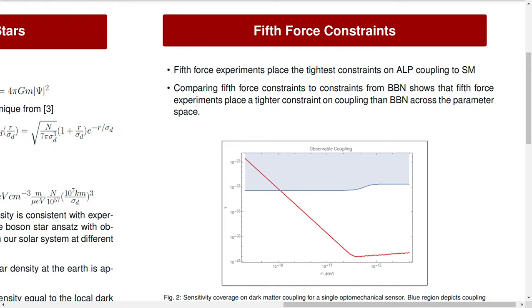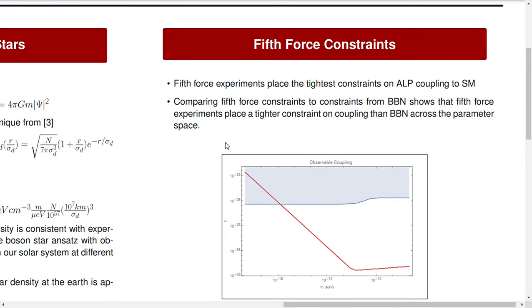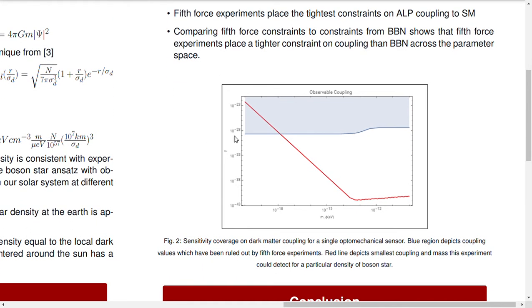And then we can also look at how fifth force experiments constrain coupling to the standard model. And what we find is that throughout the parameter space we are looking at, fifth force experiments actually place tighter constraints on coupling than BBN. As you can see in the plot shown here, this blue region represents the constraints from fifth force experiments, so coupling and mass values which have already been ruled out, and then this red line represents the smallest observable coupling and mass values we could observe for a particular density of boson stars.